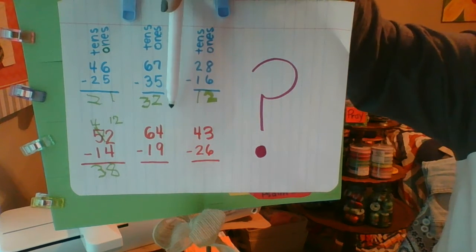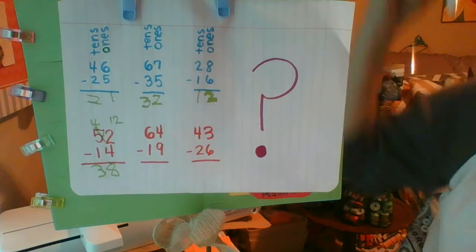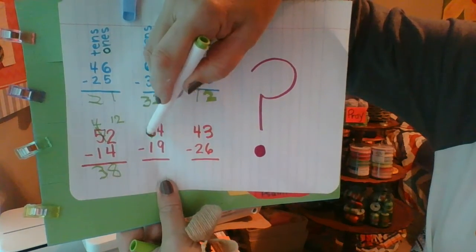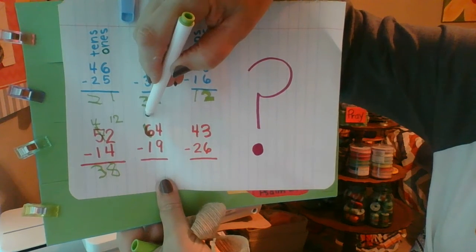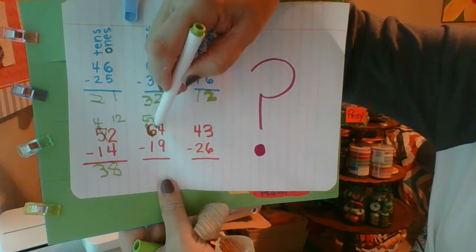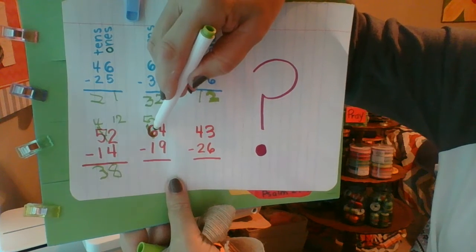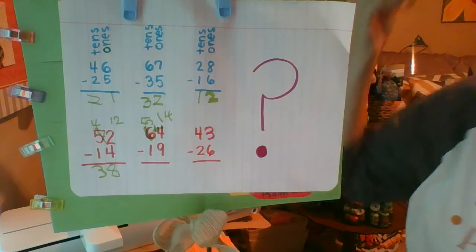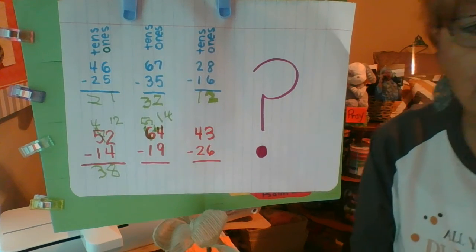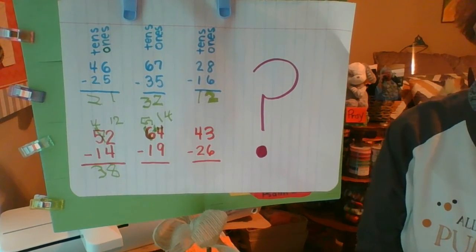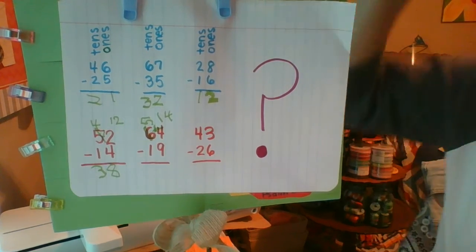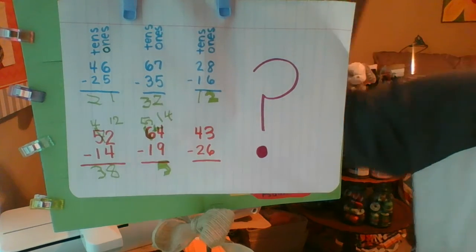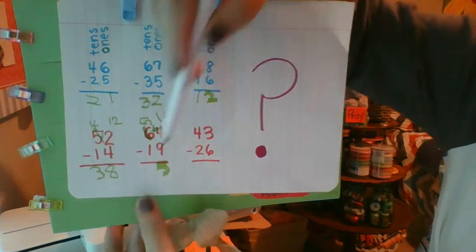Well, let's look in the ones place. Is the 9 bigger than the 4? It is. So I'm going to have to come over and borrow. If you take 1 away from 6, you have 5. You can either put it right next to it, or if it helps you, 10 plus 4 is 14. Whatever helps you do it better. So what is 14 take away 9? That's right, 5. And 5 take away 1 is what? 4.